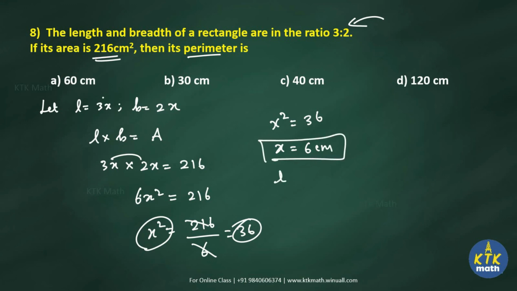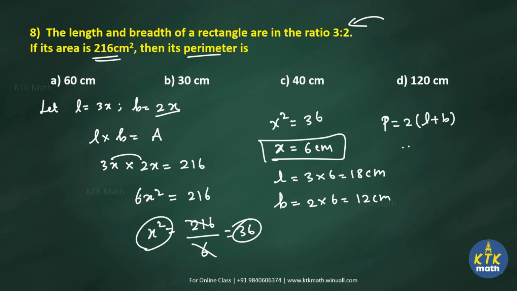Now what is your L? L is 3 times x. So 3 times x will give you 18 centimeter as your length, and breadth similarly 2 times x, which is 12 centimeter. Now what is the perimeter? Perimeter is 2 times L plus B. They are not only asking length and breadth value, they are asking only the perimeter. So 2 times 18 plus 12. So what is your answer now? 2 times 30, which is 60 centimeter. I hope you got this.